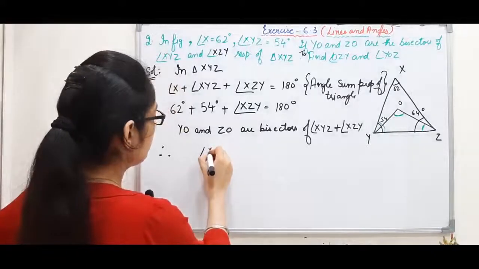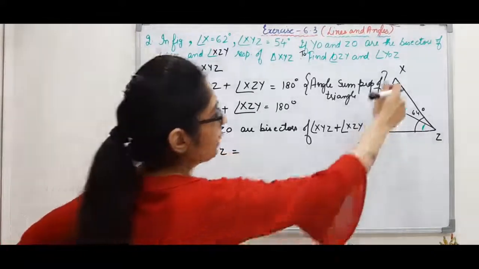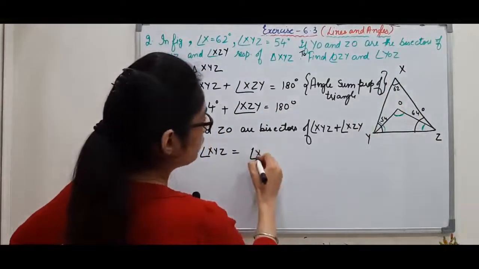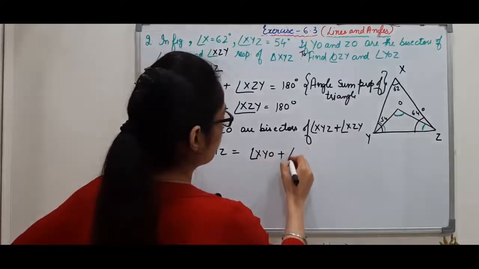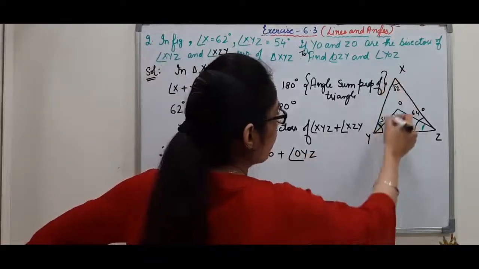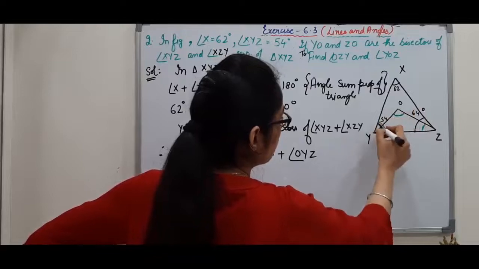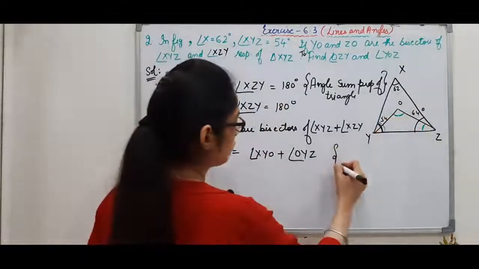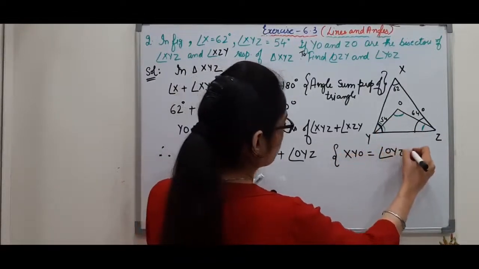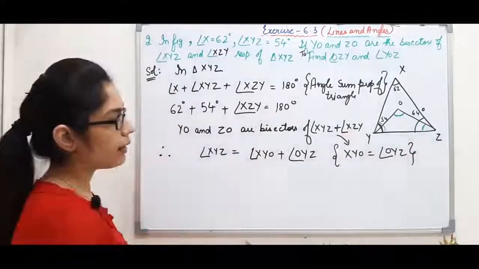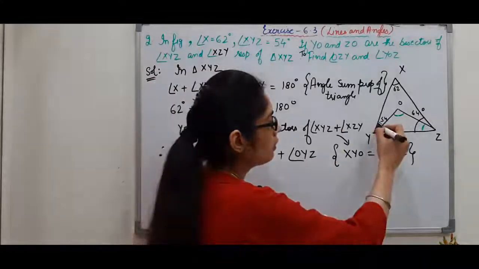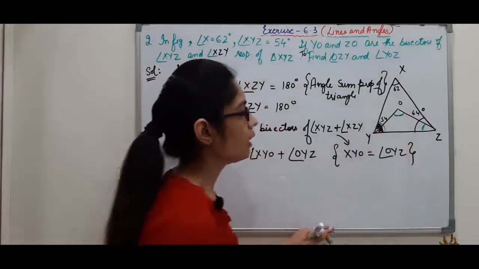angle XYZ is equal to angle XYO plus OYZ. This one is XYO, and this angle is OYZ. And these two angles, XYO is equal to OYZ, because YO is the bisector of angle XYZ, due to which both of these angles are equal to each other.